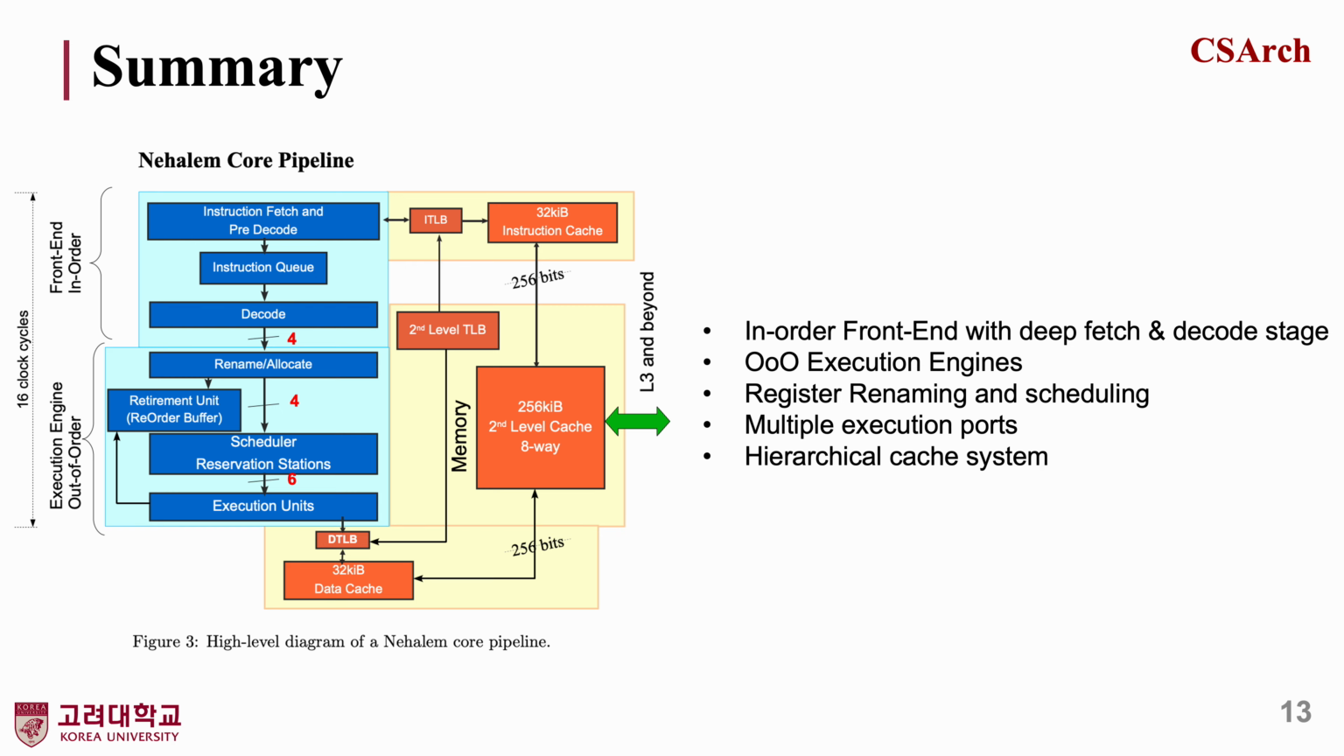Finally, the cache hierarchy is fully integrated and hierarchical. Each core has private L1 and L2 caches, and all cores share a large L3 cache, which improves both data sharing and memory access latency. Overall, Nehalem balances deep pipelines, out-of-order execution, and a scalable cache design to deliver much higher performance compared to the previous generation.